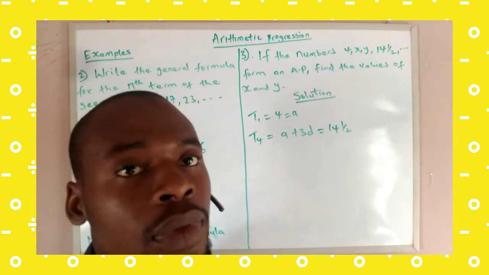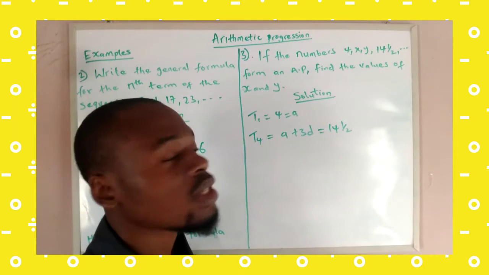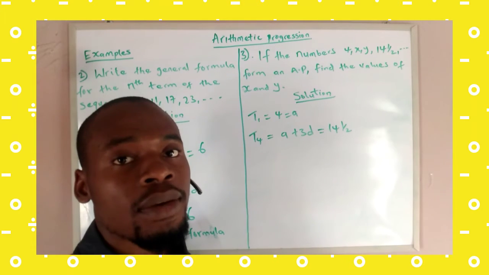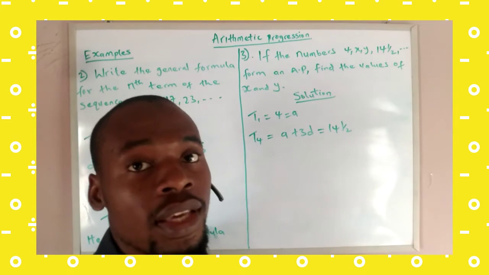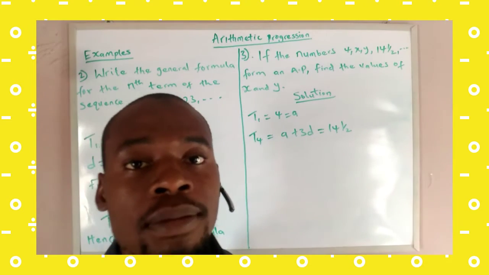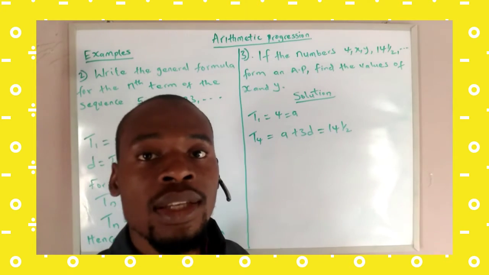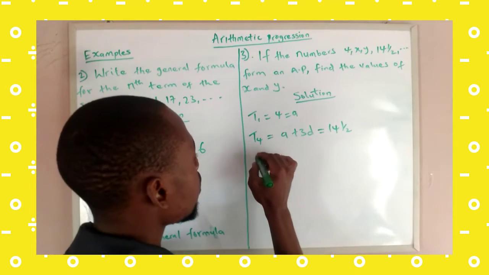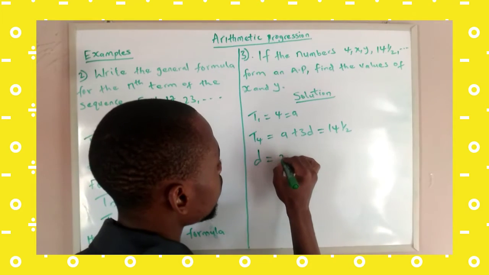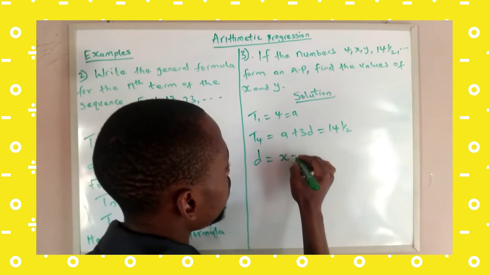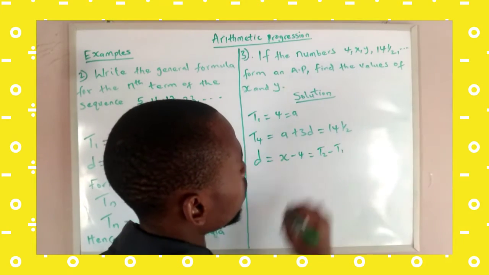Now, what's our D? We know that to find our D, we take the difference between the second term and first term, or the difference between the third term and second term, or the difference between the first term and third term. So here, I'm going to take the difference between the second term and the first term. So we have our D to be equal to, our second term here is x, and our first term is 4. So that will be T2 minus T1. That's what I use here.